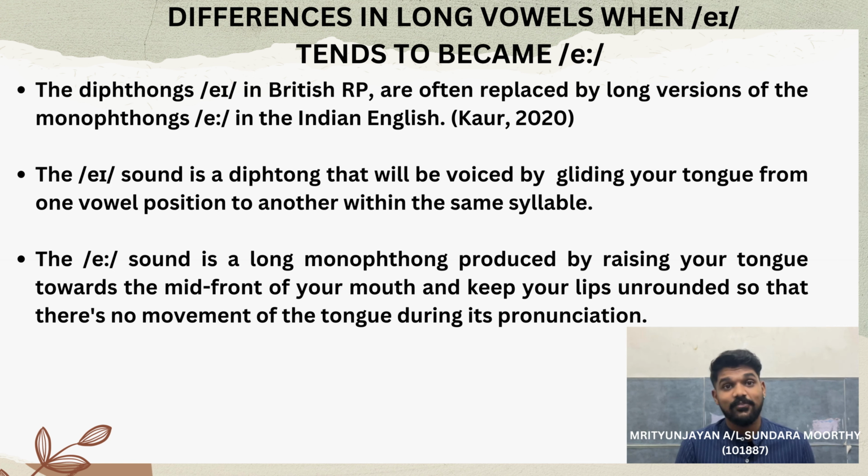The references can be obtained from the Journal of Core 2020. Also, the diphthong is voiced by gliding your tongue from one vowel position to another within the same syllable. Moreover, the long monophthong is produced by raising your tongue towards the mid-front of your mouth and keeping your lips unrounded, so that there is no movement of the tongue during the pronunciation.